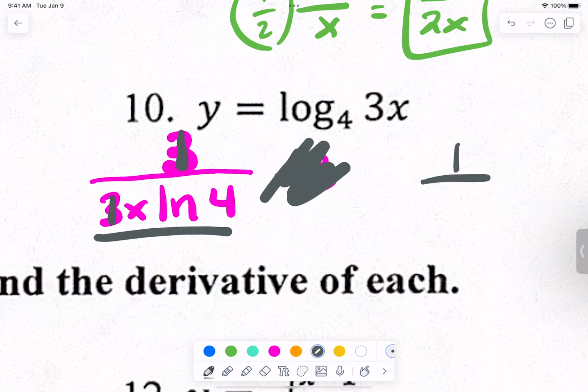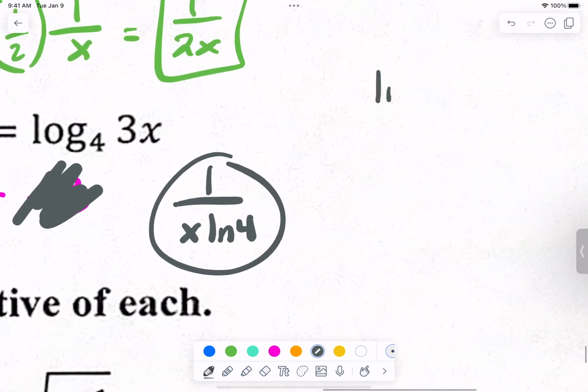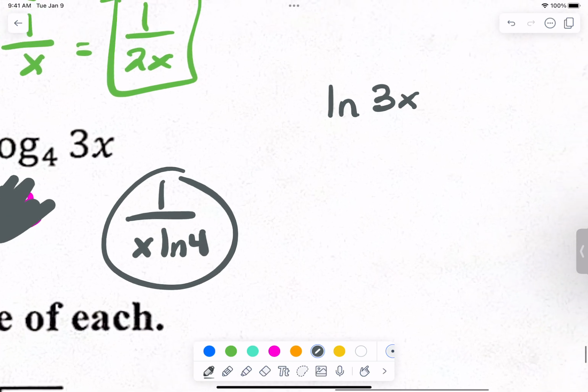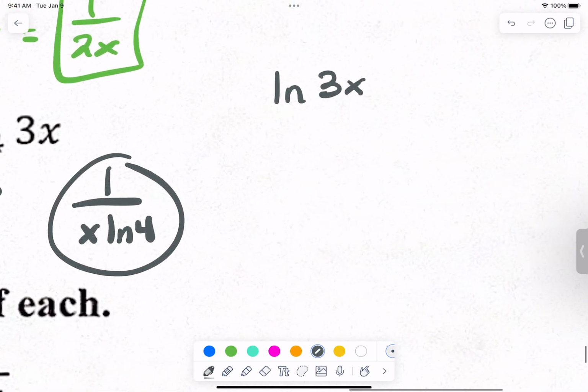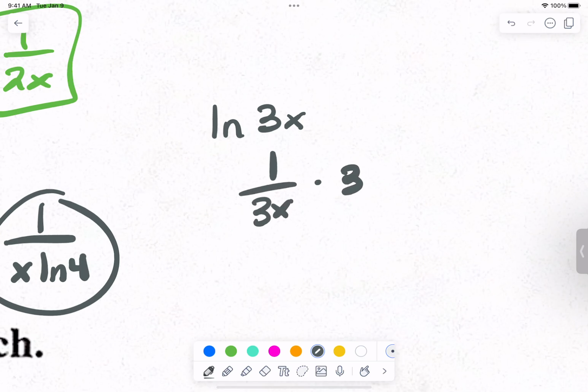Do you guys remember when we talked about ln of 3x? Let's talk about him real quick. It doesn't specify that you need to simplify it. But just going back to that whole cancel-y zippity-doo thing, when we have ln of 3x, it is 1 over 3x times 3, right? Which is going to cancel, so it's just 1 over x, right? You remember when we drew that conclusion?